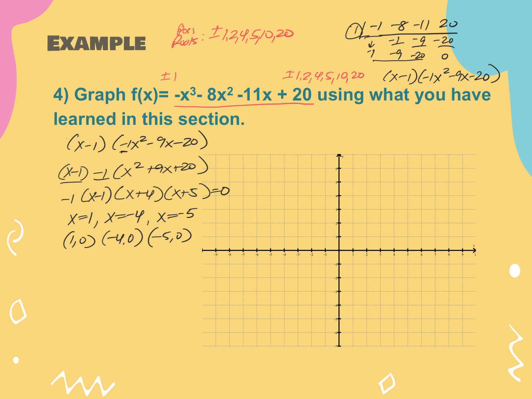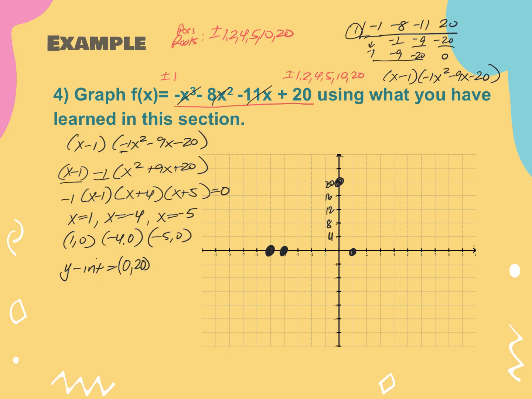So I start there. These are my zeros. These are my intercepts, whatever. 1, 0, negative 4, 0, negative 5, 0. My y-intercept, let me just do that now. Again, if I make all the x equal to 0, it's going to be 0, 20. Okay? So I'll make these go up by fours. 4, 8, 12, 16, 20. So there's my y-intercept, okay?